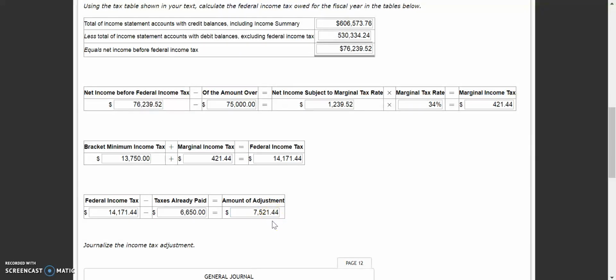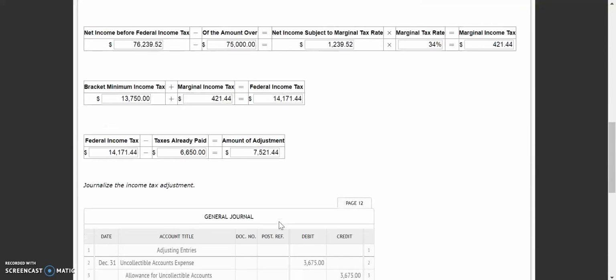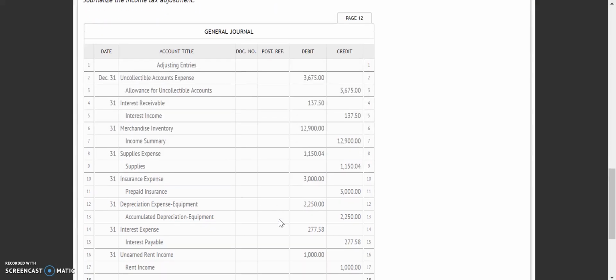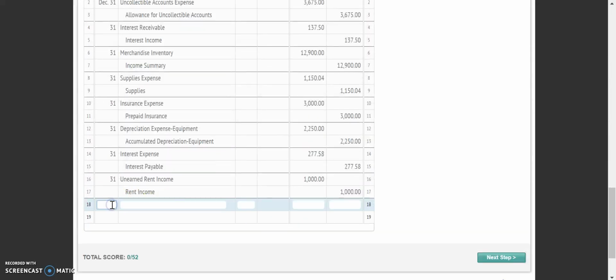This is the amount of our federal income tax that we need to journalize. As you can see when we scroll down, we have a general journal, the same one we've been doing all of these in, and we're going to journalize our last one, which is our federal income tax adjustment. So our federal income tax adjustment accounts are federal income tax expense for that amount of $7,521.44, the amount we just found.